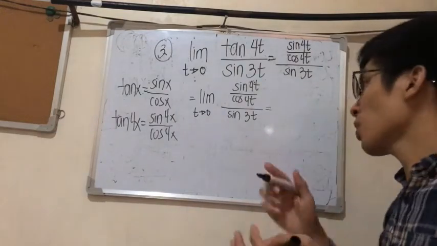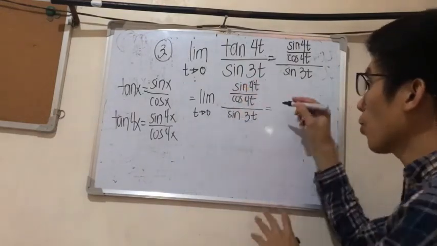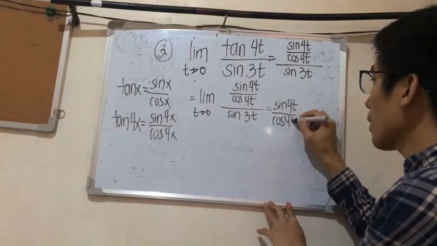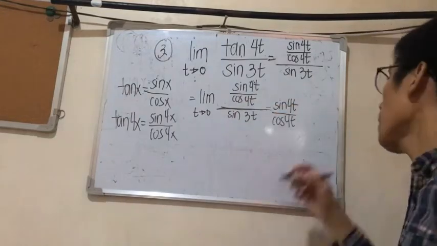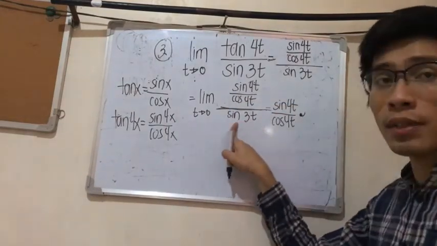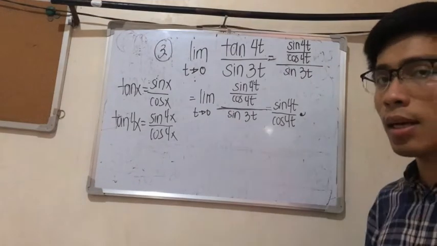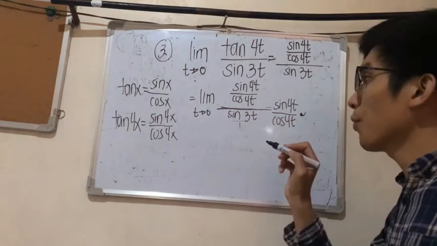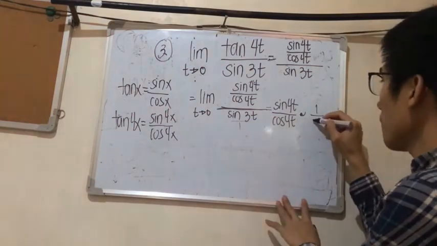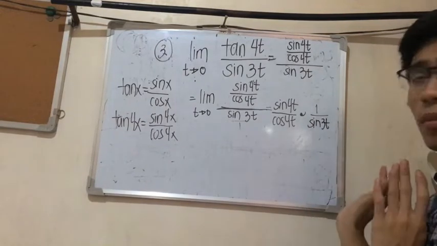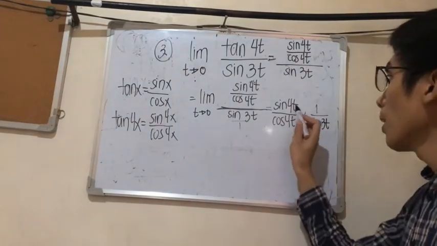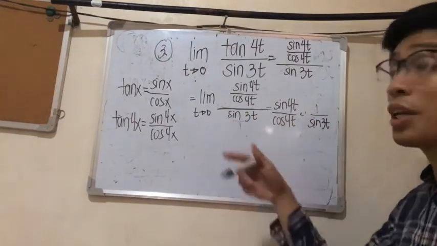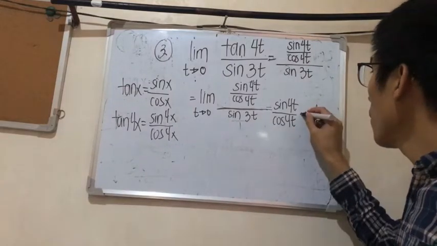Again, how do we solve double fractions? We believe this is our numerator. You copy your numerator, sine 4t all over cosine 4t. You change division into multiplication, that's right, and get the reciprocal of sine 3t. Sine 3t is the denominator term, so find the reciprocal. We have 1 over there, so that is 1 over sine 3t. Okay, so that is now the new form. Copy the numerator, change division into multiplication, and get the reciprocal of your denominator. So that is now our new function.